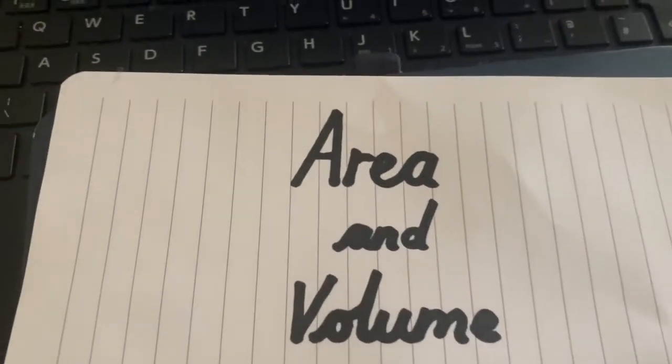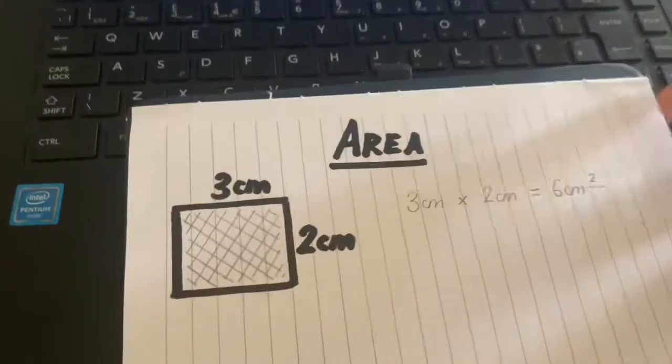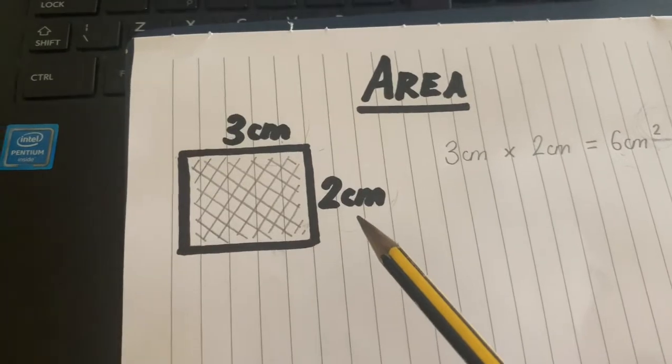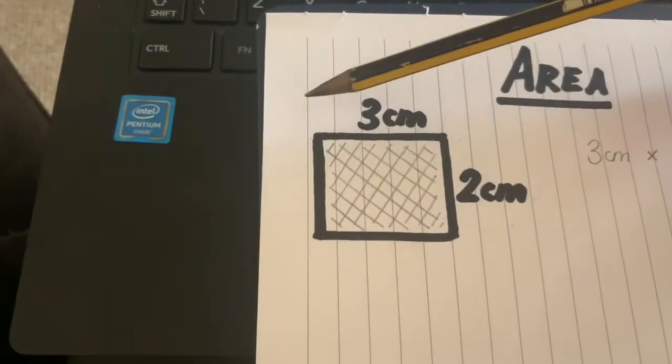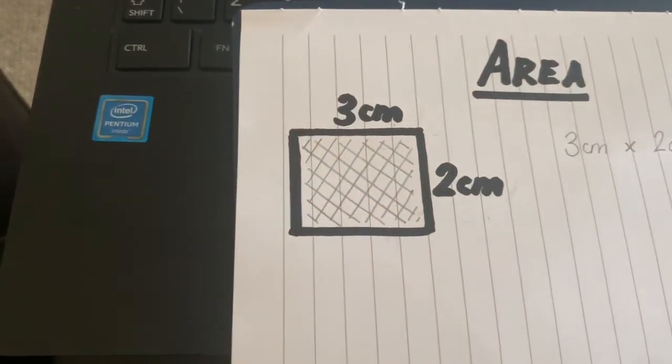Okay, so this week we're going to be looking at area and volume within our maths activities, and we're going to start off with area. So I've just drawn up a basic four-sided shape here, and we're going to look at how to calculate the area of this shape. So all we need to do is multiply the width by the length, or the height of the shape if you like.